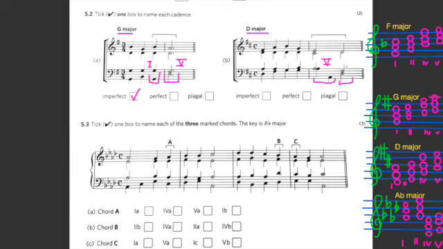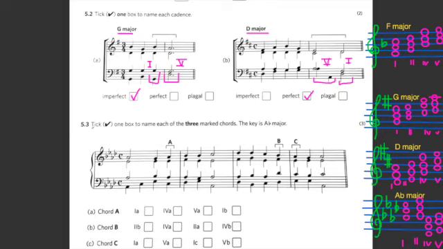And then here D, F sharp, and D. Okay, so it doesn't include all the notes of chord number 1, but it's the one, I guess, that matches, because it at least has 2 notes. That is a chord number 1. So that would be a perfect cadence.